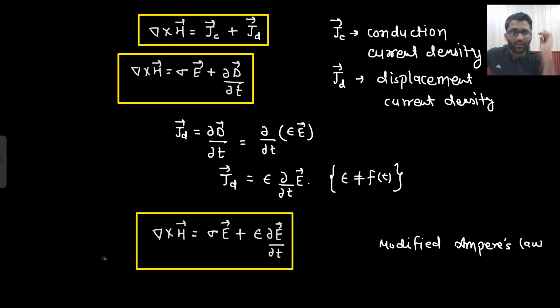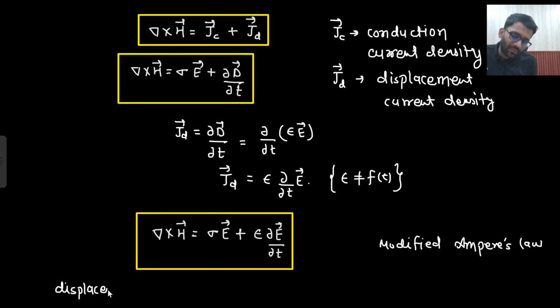There was an inconsistency in Ampere's law which has been modified. Even if your conduction current is 0, there will be one more component which is known as displacement current. We will study it more. But when will displacement current come into action? When there is a changing electric field. Is that correct?